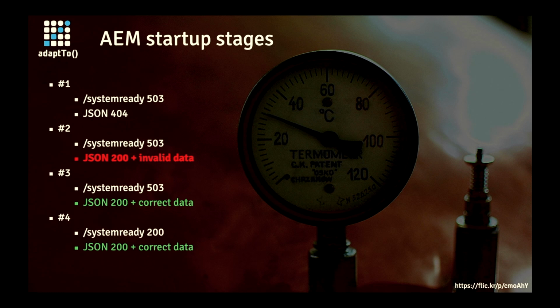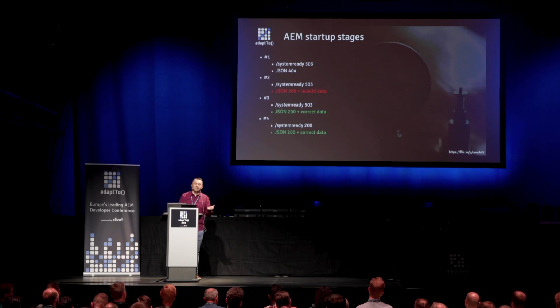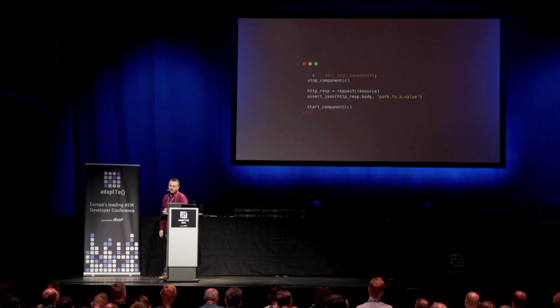When you look at those unique stages, none of them is actually the thing that we were looking for, as I would expect to see system ready 200 and an invalid JSON 200 plus some data. That's what I would expect to see. But that didn't happen. Still, that was a really positive situation and some sort of breakthrough, that it finally happened on a local system. So at least there's something tangible that we can work with.